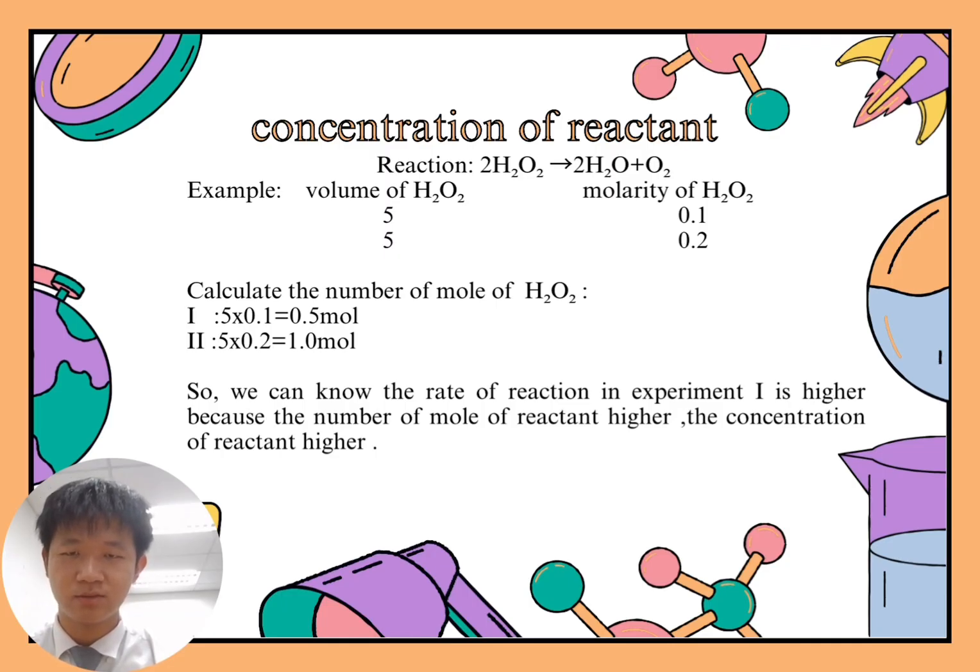Experiment 2 is 1.0 mole. So we can know the rate of reaction in experiment 2 is higher because the number of moles of reactant is higher, so the concentration of reactant is higher.